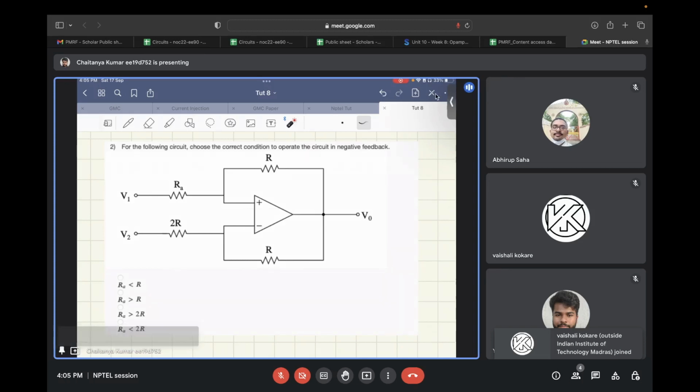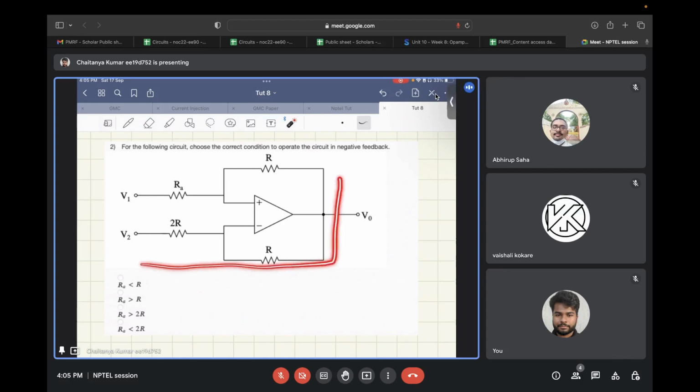Okay, so those who have joined right now, we are solving questions on week 8 concepts, that is negative feedback in the op-amp and circuits related to them. And this is the second question. Here you have a circuit with both positive as well as negative feedback, and you need to find the relation between R and RA so that the overall op-amp remains in negative feedback. So please try it out.